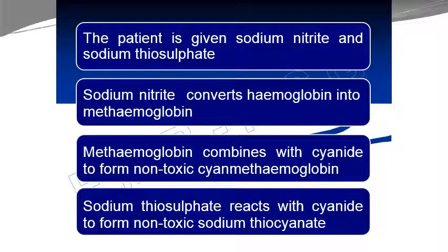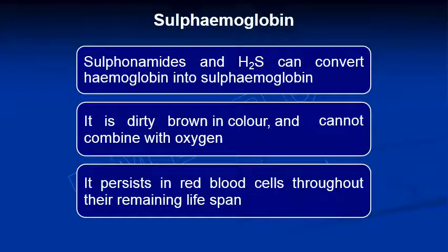The fourth derivative is called sulfhemoglobin. Sulfonamides and H2S, hydrogen sulfide, can convert the hemoglobin into sulfhemoglobin. They will have a dirty brown color, and just like the previous one, methemoglobin, they cannot bind with oxygen, but they will persist in the red blood cells throughout the lifespan of the RBCs. So these are some derivatives.